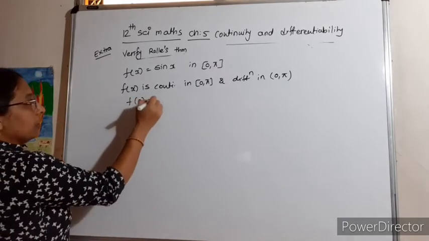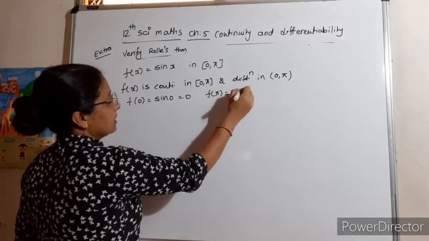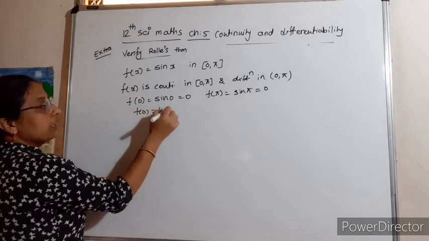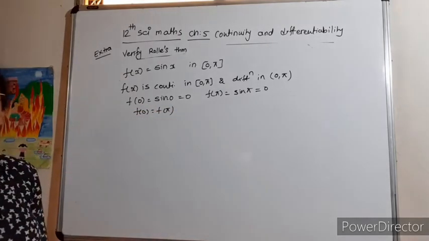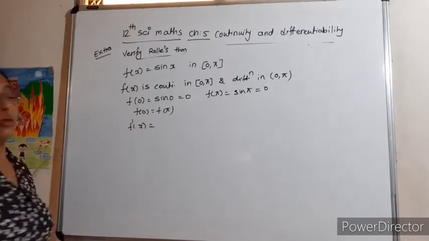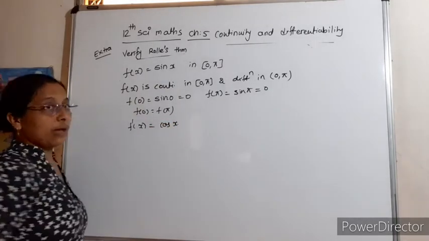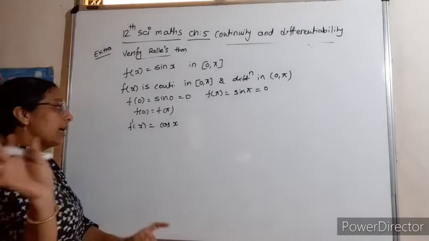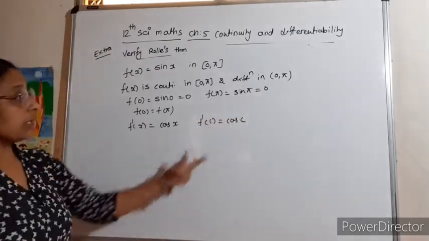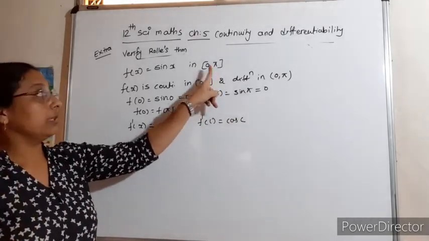f of 0, sin 0 is 0. f of pi, sin pi is again 0. So f of 0 is equal to f of pi. So now we can apply Rolle's theorem. Find f dash x, the derivative of sin x, that is cos x. Now f dash x is equal to cos x, then f dash c is equal to cos c. Now what? Here, set cos c equal to 0 and you have to find the value of c.